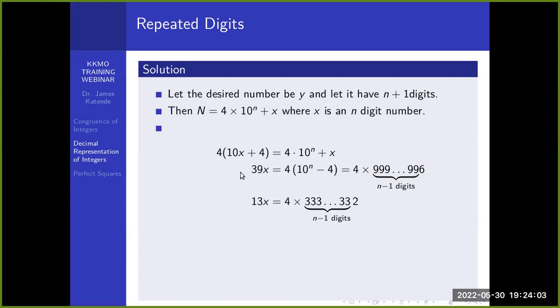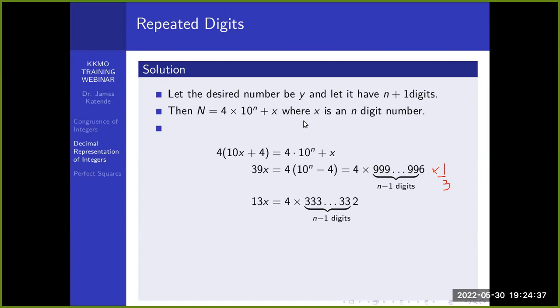So you can multiply both sides by a third, and also multiply this side by a third. And this now reduces to this. You'll have 13x will be equal to 4 times 3, 3, 3. So it will be n minus 1 digits of 3, and the last digit will be 2. And that will be equal to 13 multiplied by x. X is this number here. If you can find x, then we can find y.